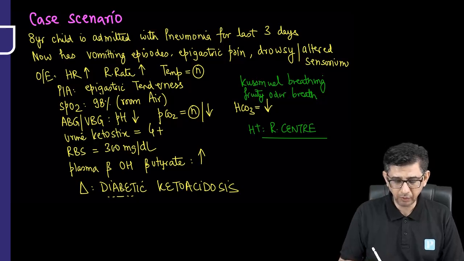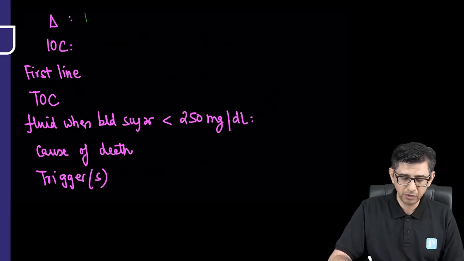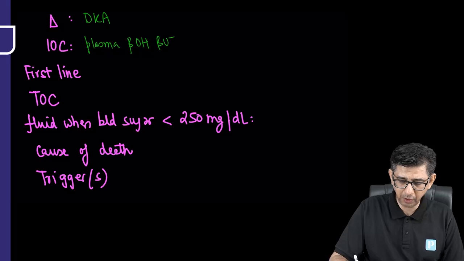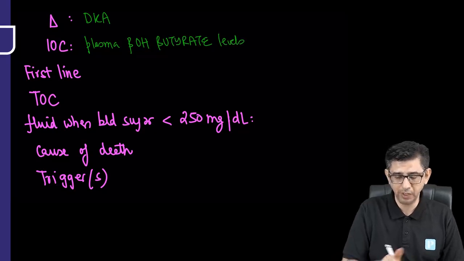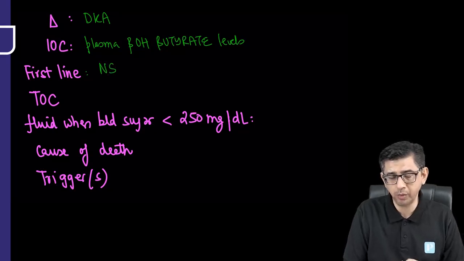Infection is usually a trigger for the development of the metabolic problem in this case. The clinical diagnosis of this case is DKA. As I've explained, the investigation of choice for diabetes mellitus is HbA1c. But if he asks how you are sure that you're dealing with a case of diabetic ketoacidosis, then the blood work that you'll be doing would be plasma beta hydroxybutyrate values. If he asks what is the first line of management for this patient, it would be normal saline.